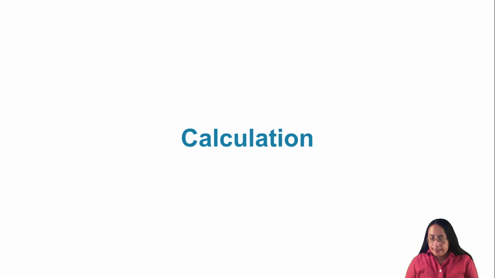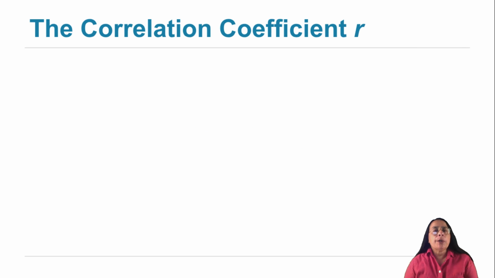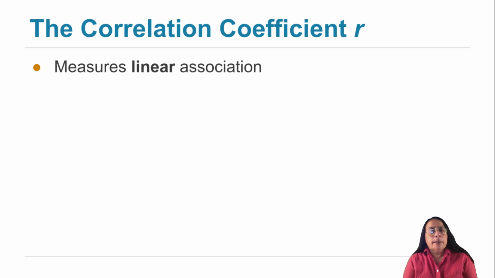We are now going to calculate a measure called the correlation coefficient, and because that's rather difficult to say, this measure is affectionately known as R. You'll see this everywhere, either a lowercase r or an uppercase R. The number measures linear association.